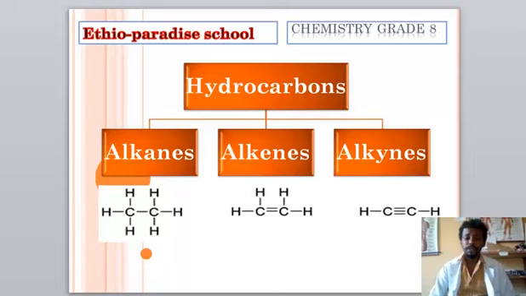Today we are going to see about hydrocarbons and their classifications. As we have said, hydrocarbons are compounds composed of hydrogen and carbon atoms only. So let's see the first hydrocarbon, which is alkanes.